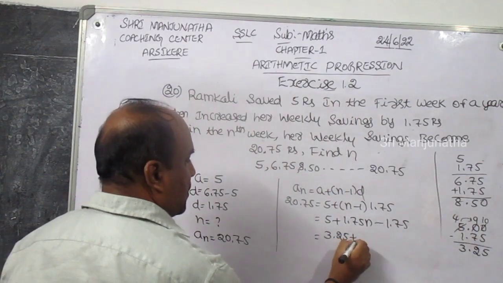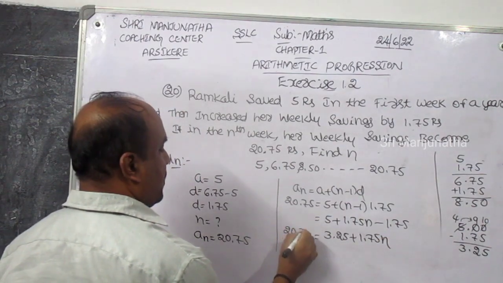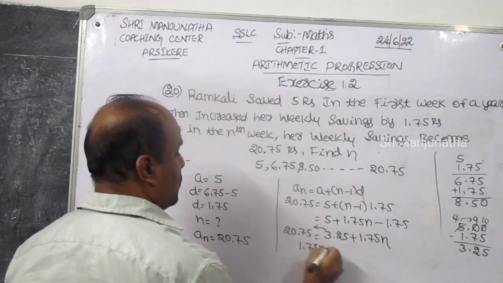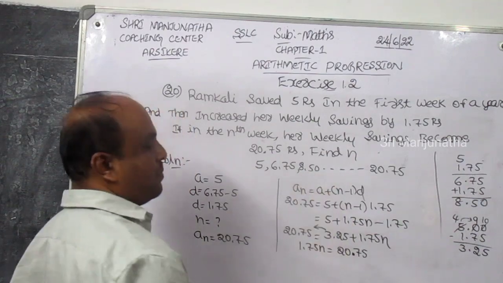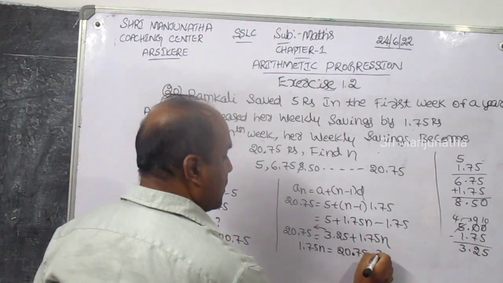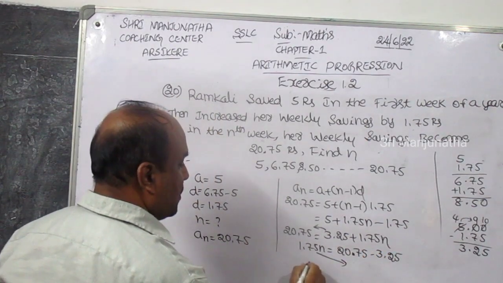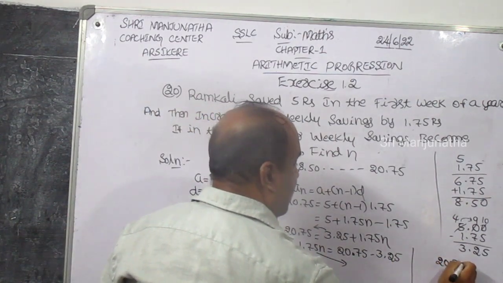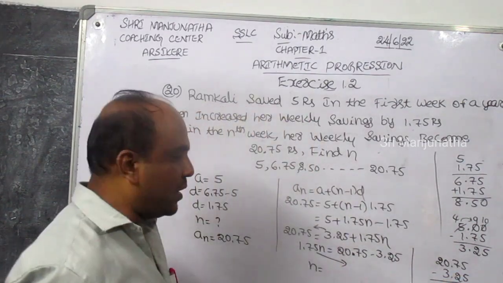Plus 1.75 n. Write it similarly on the left hand side: 1.75 n equals 20.75. It is not a comma, it is a point. Plus 3.25. Bring it to this side, it becomes minus 3.25. Cross multiply this. n is equal to 20.75 minus 3.25. Subtract this. What happens?